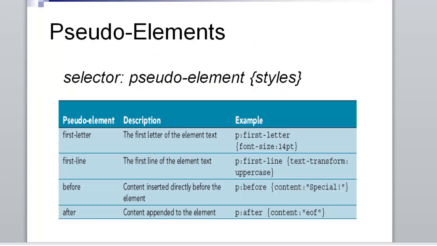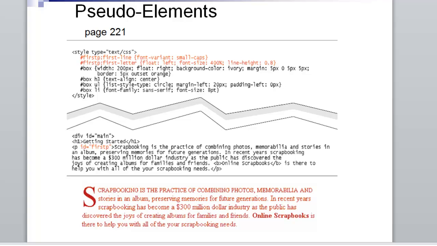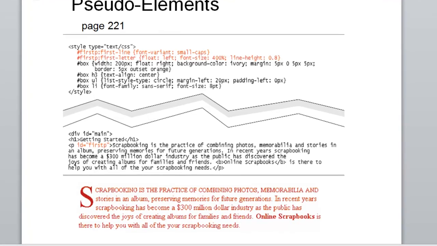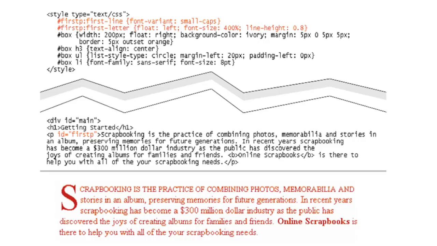We also have pseudo-elements. For example, the first letter of a word, the first line, and we also have the before and after pseudo-element. An example of the first letter and the first line, where we can change the first letter and the first line, is demonstrated in the text.